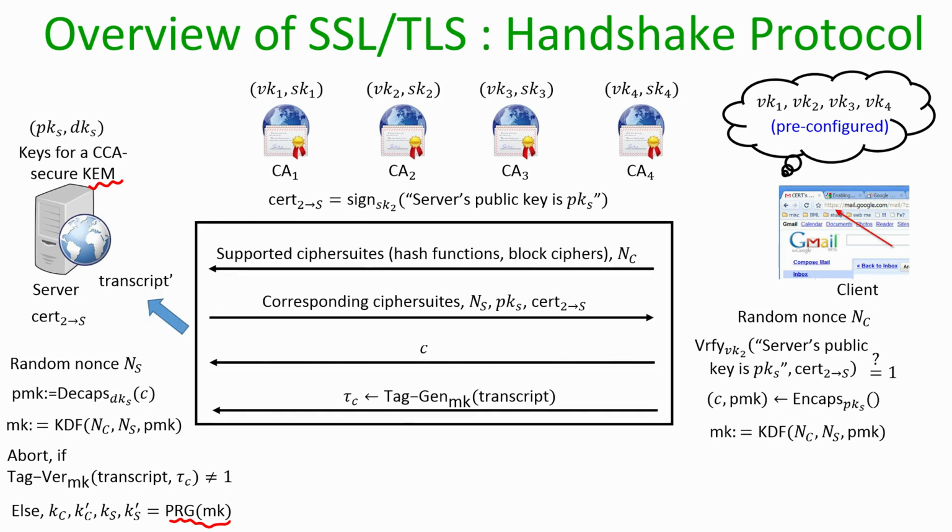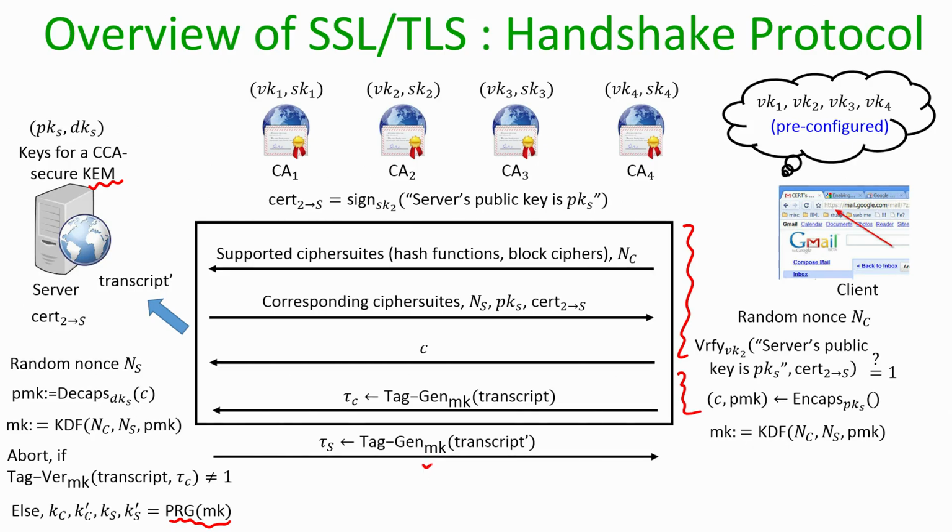In addition, whatever transcript the server has seen till now, we would call it transcript dash. This includes all the things that the client has sent to it, followed by the authentication of the transcript that the client has sent to the server. This whole thing I call transcript prime, and this transcript prime is now authenticated by the server using the master key MK, and the tag is sent to the client.